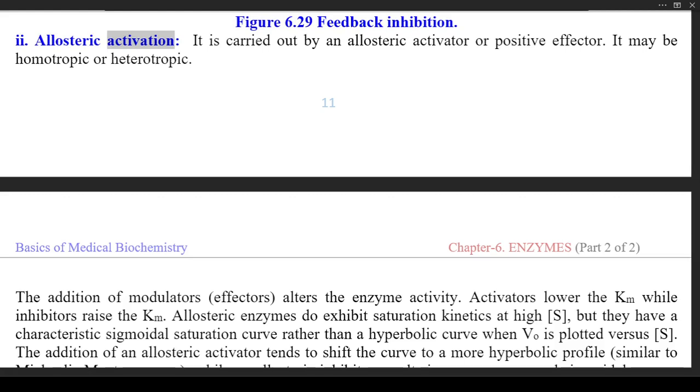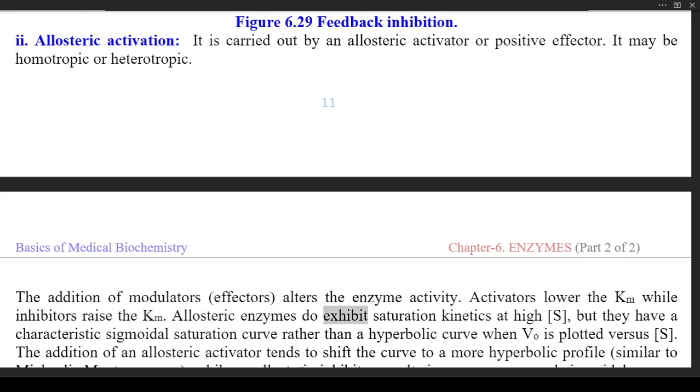2. Allosteric activation. It is carried out by an allosteric activator or positive effector. It may be homotropic or heterotropic. The addition of modulators, effectors, alters the enzyme activity. Activators lower the Km while inhibitors raise the Km.